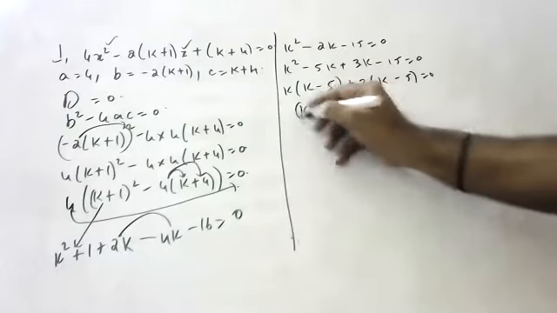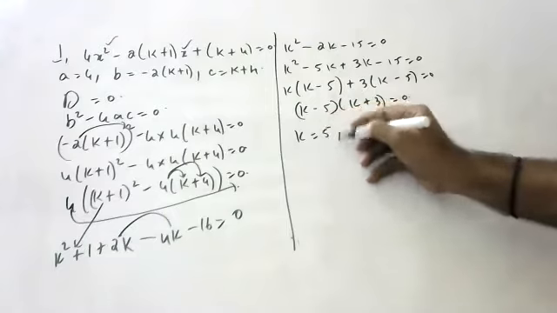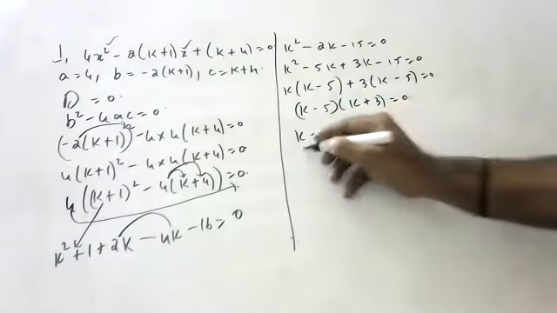So k minus 5 into k plus 3 is equal to 0. K can be equal to 5 or k is equal to minus 3.